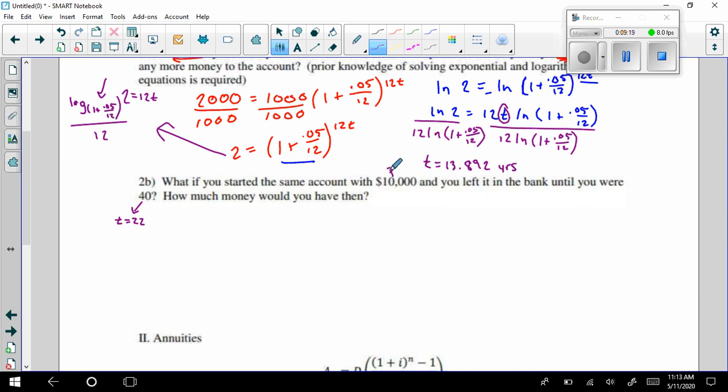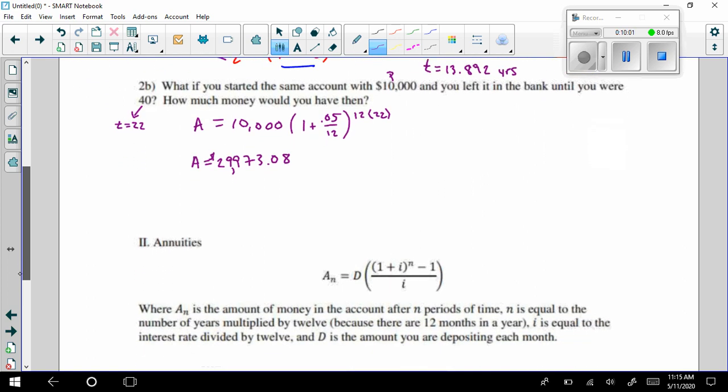This is your principal amount, and we don't know the current amount. We're finding how much money we have now. So A is equal to 10,000 times 1 plus 0.05 divided by 12. None of that changes. Raised to the 12 times 22. That's the difference here. And we just type that in our calculator, and we'll have our answer. All right, so A is $29,973 and 8 cents. A good chunk of change without adding any money to it.